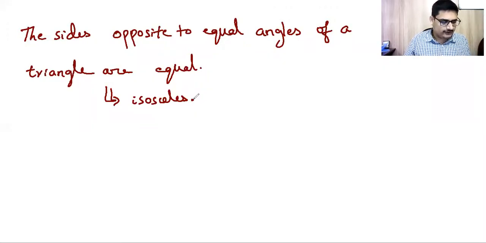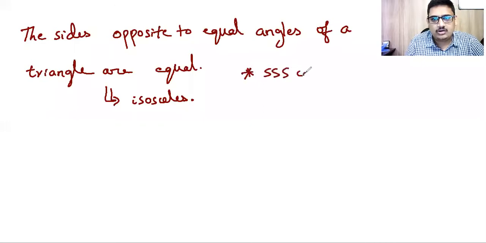So, isosceles property, is this clear? Isosceles property, yes. So after knowing this, with these basics in mind, we can now study one congruency rule that is called the SSS congruency rule.